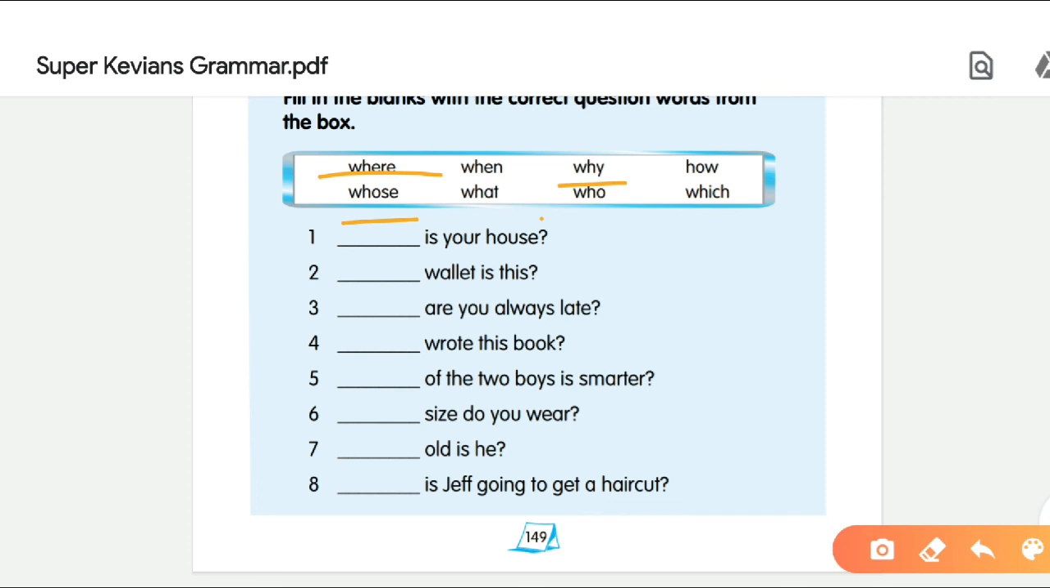Dash wrote this book. Who wrote this book? Dash of the two boys is smarter. Which of the two boys is smarter? Dash size do you wear? Which size do you wear, or what size do you wear? Dash old is he? How old is he? Dash is Jap going to get a haircut? When is Jap going to get a haircut?